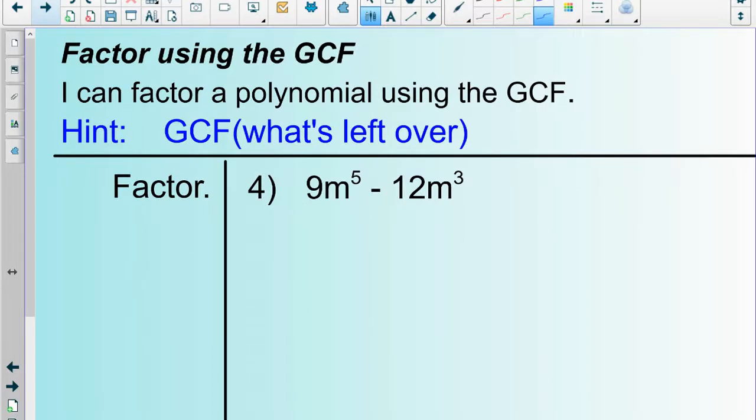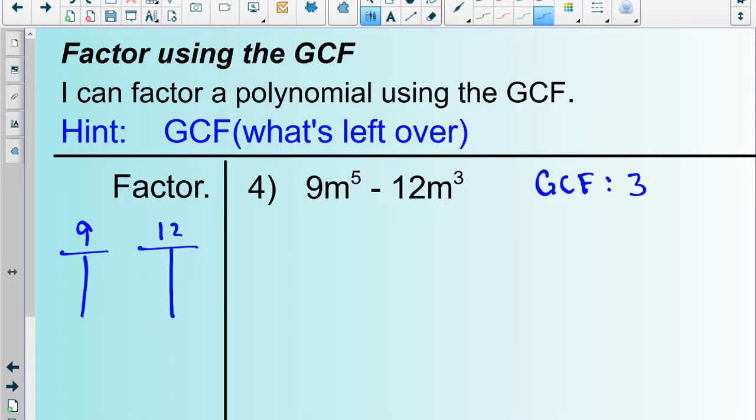All right, last one. This one doesn't have quite as many terms in it. Maybe, again, you can do some of this without writing out your factor pairs of 9 and 12. I mean, you certainly could. But I know the biggest number I can divide out of 9 and 12 is a 3. They're both divisible by 3, but nothing bigger than that.